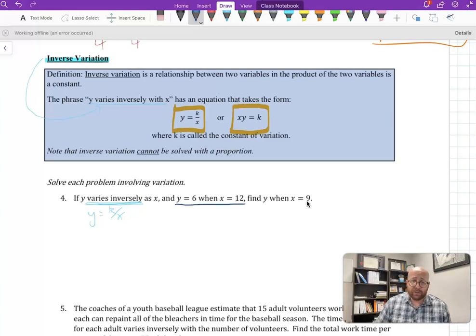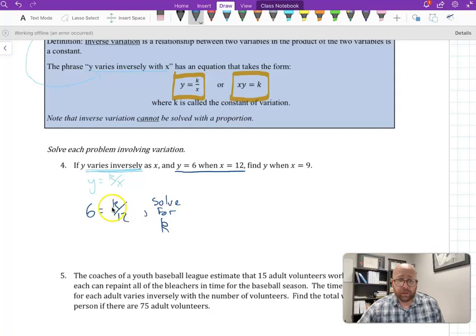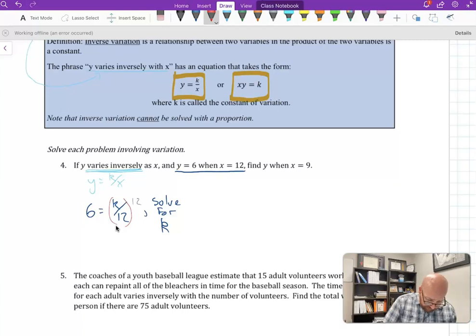So, we begin with this information right here. y is 6 and x is 12. So, 6 is equal to k over 12. If we now solve for k, to undo the division by 12, we can multiply both sides by 12 over 1, and we get that 72 is equal to k.